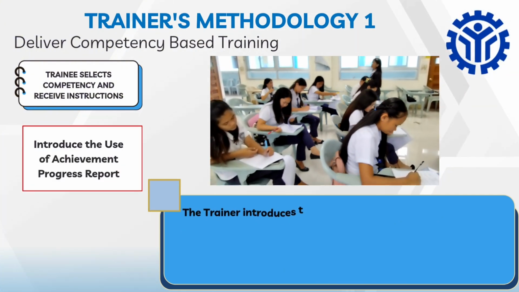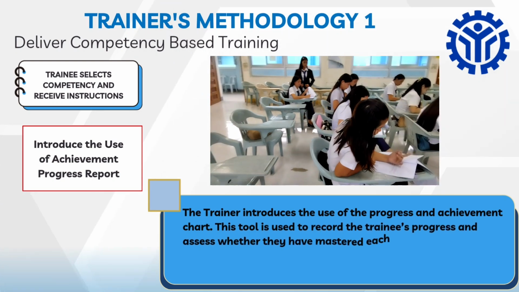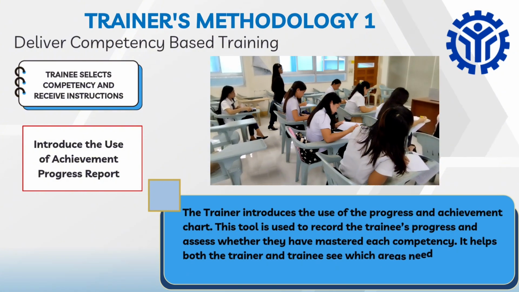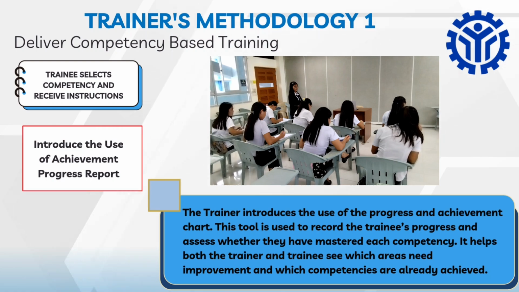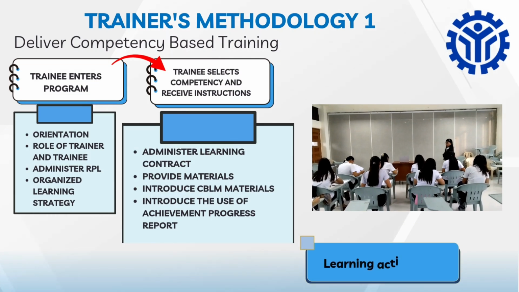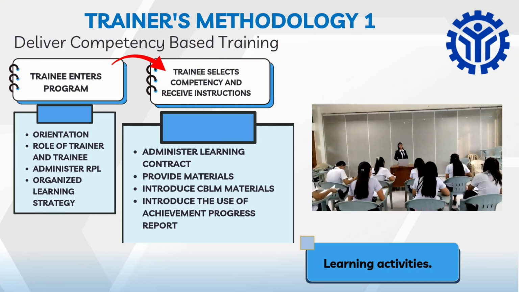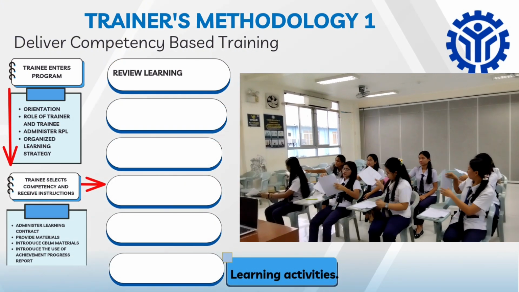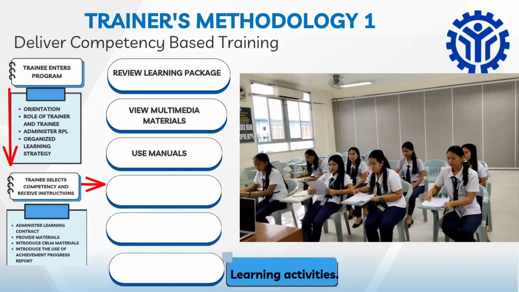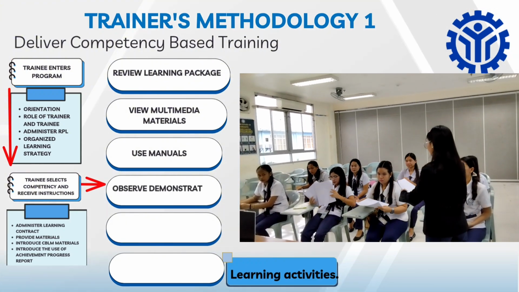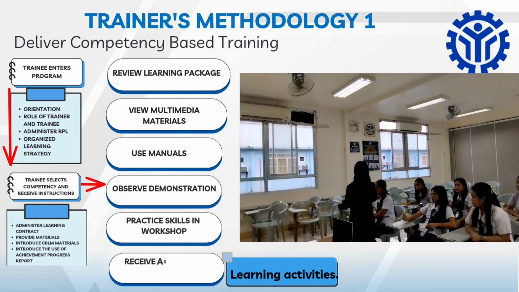Introduce the use of Achievement Progress Report. It is a record sheet where the trainer and trainee track the trainee's learning progress and performance. It helps both parties monitor which competencies have been achieved and which still need improvement. At this stage, the trainee begins the actual learning process, which includes reviewing the learning package, viewing multimedia materials, using manuals, observing demonstrations, practicing skills in the workshop, and receiving assistance and advice.